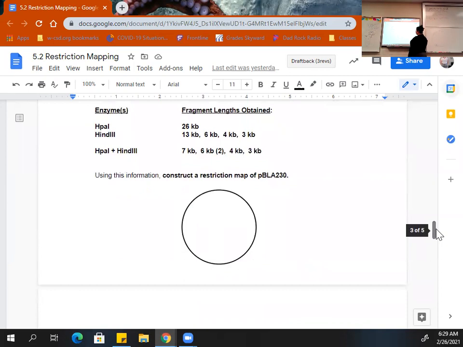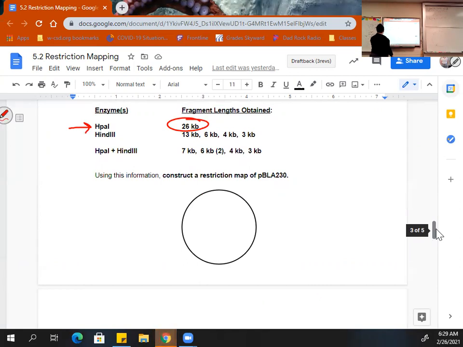Next, they give you the fragment lengths, and they want you to build the restriction map. So the first thing to notice is that our HpaI only has 1 cut, so that means our total length is 26, right?